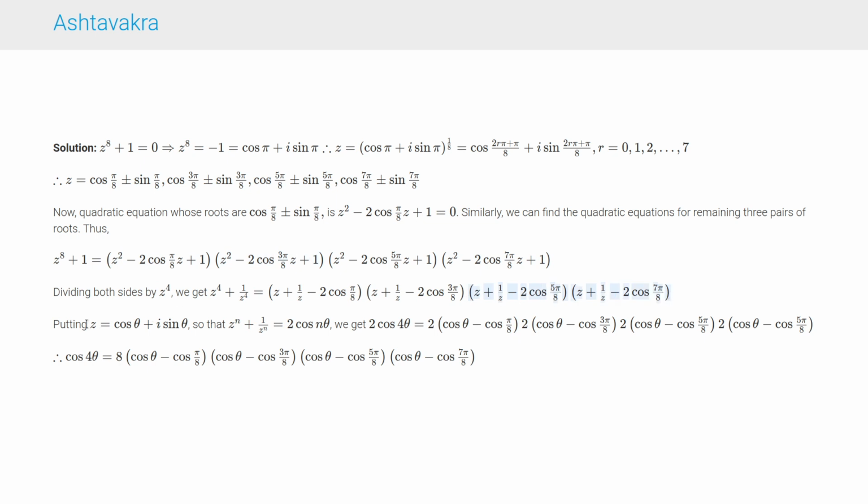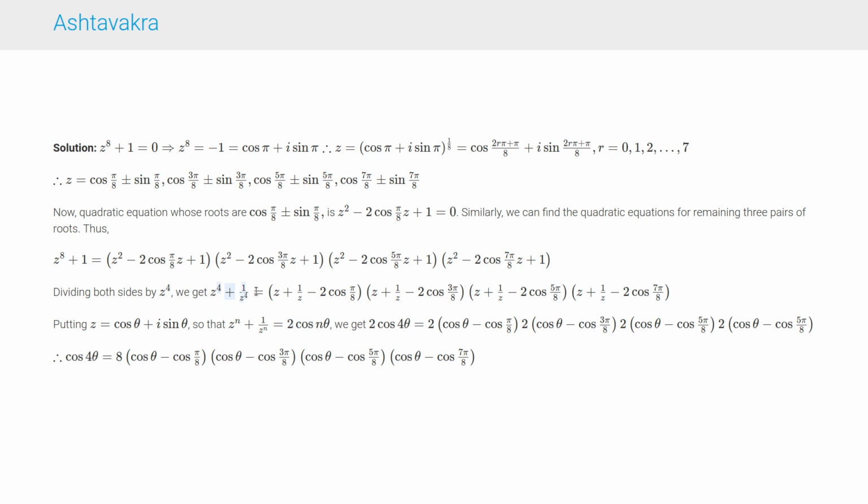Now if you substitute z is equal to cos theta plus i sin theta, z to the power n plus 1 by z to the power n is equal to 2 cos n theta. How? Because if z is this, z to the power n will be cos n theta plus i sin n theta. And z to the power minus n, that is this term, will become cos n theta minus i sin n theta. So i sin n theta will get cancelled with minus i sin n theta. And cos n theta will get added with cos n theta, giving us 2 cos n theta.